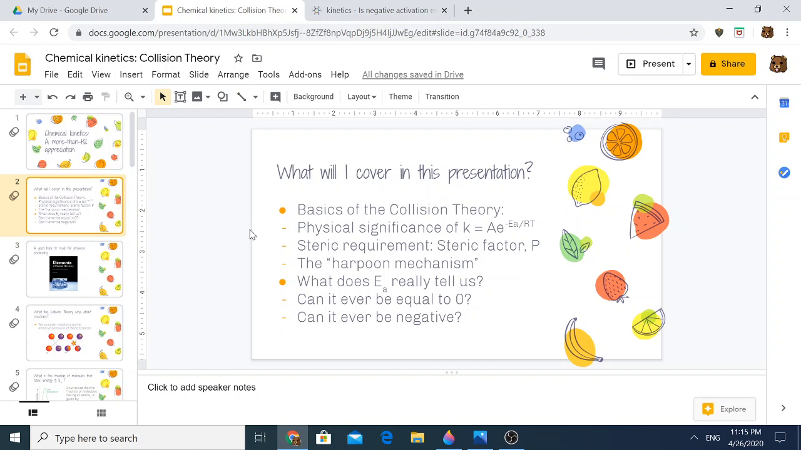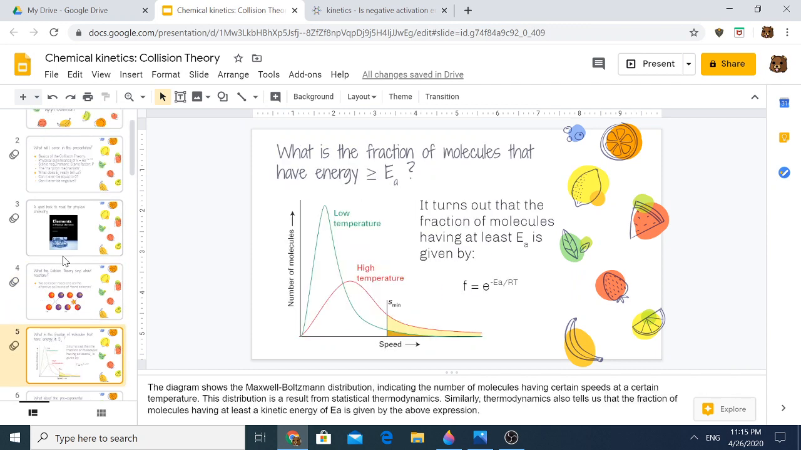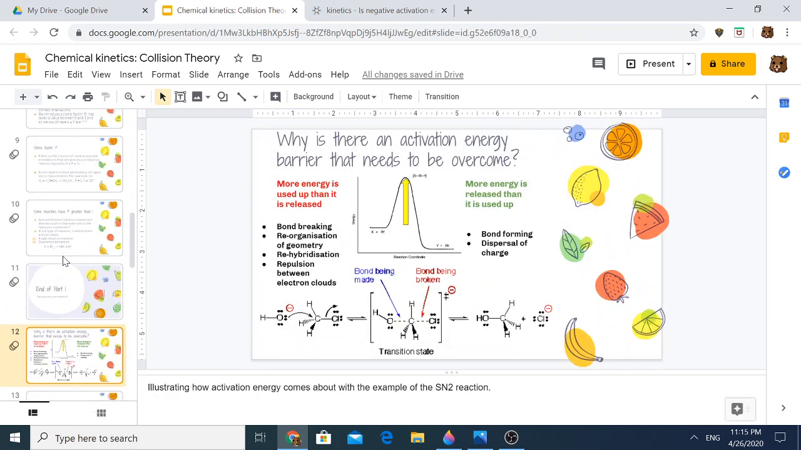Our discussion will center on two key questions. Can the activation energy for a reaction be zero? And can it ever be negative? I'll be spending most of my time discussing the second question, as the first question can be easily answered. We will first need to gain a better understanding of why reactions have activation energy.